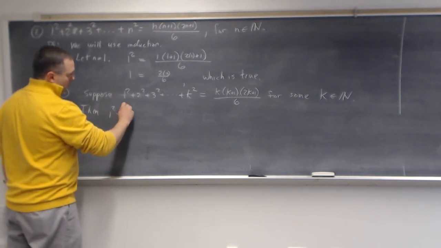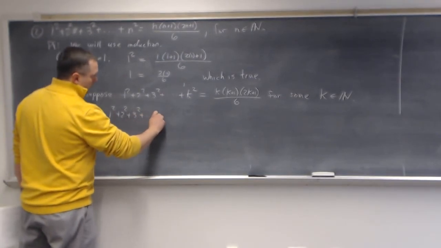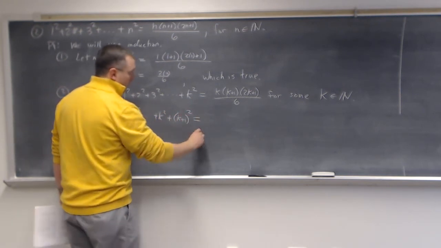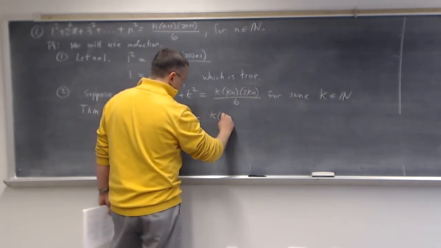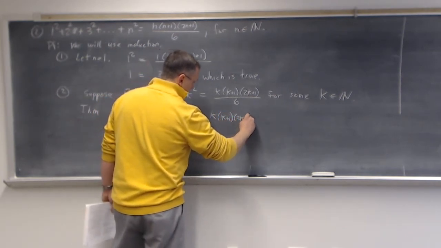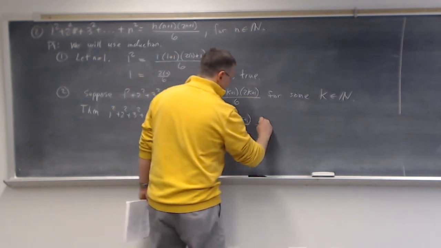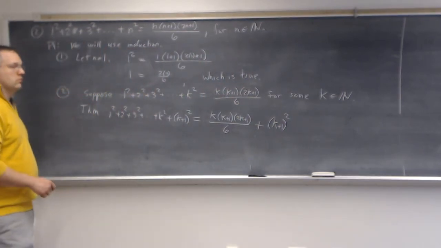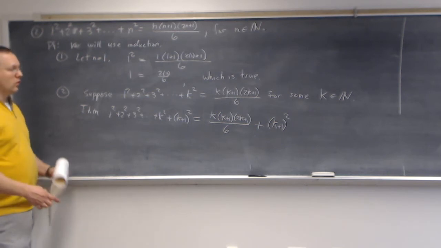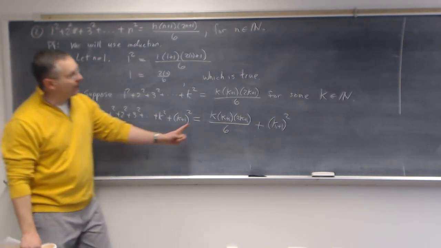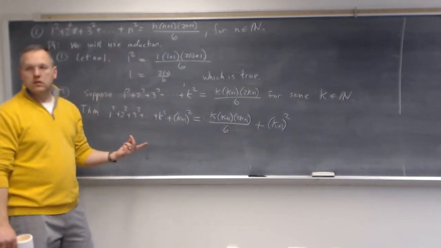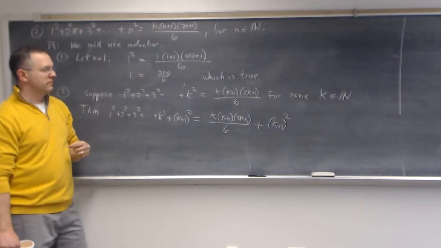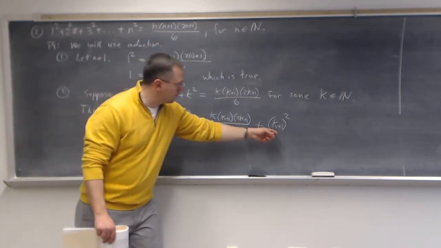Then 1 squared plus 2 squared plus 3 squared plus k squared plus k plus 1, the quantity squared, will equal this fraction plus k plus 1, the quantity squared. So I'll be done basically with this inductive step if I can show that this looks like the right formula, like this formula replacing n with k plus 1. Right, so I have two different expressions.